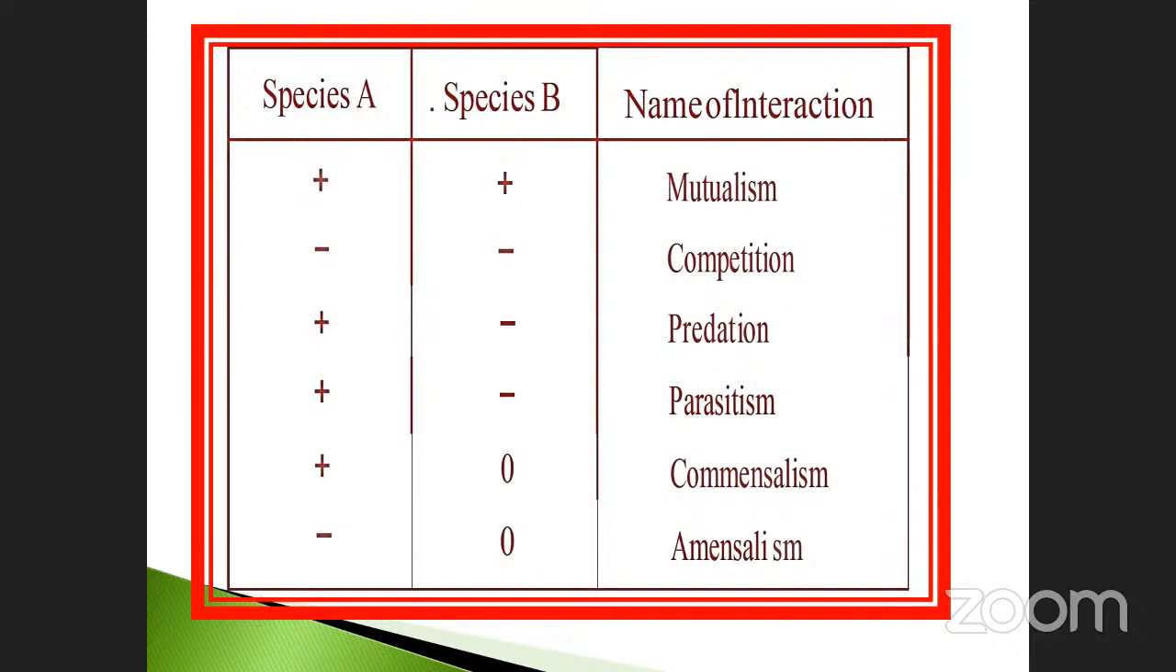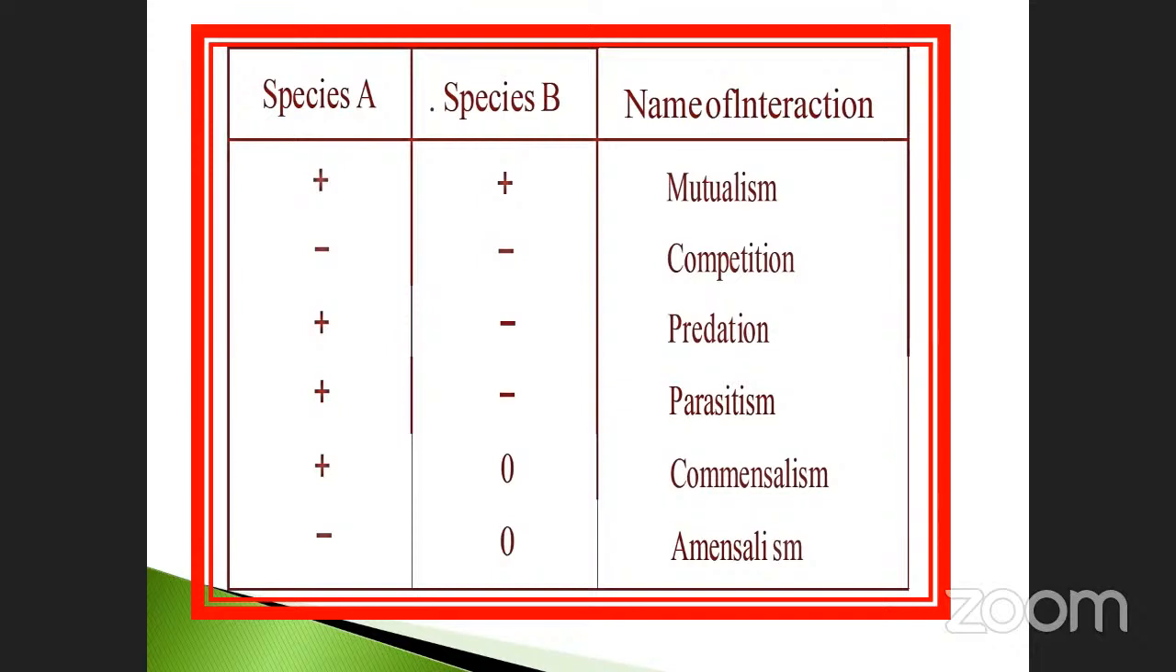First of all, you should note it down. Plus plus is mutualism, where both are beneficial. Take an example, lichen: algae and fungi. Algae provide food for fungi, and fungi provide shelter for algae. Minus minus is competition. And here, plus and minus is predation. One is beneficial, another one is harmed. So plus and minus, same thing.